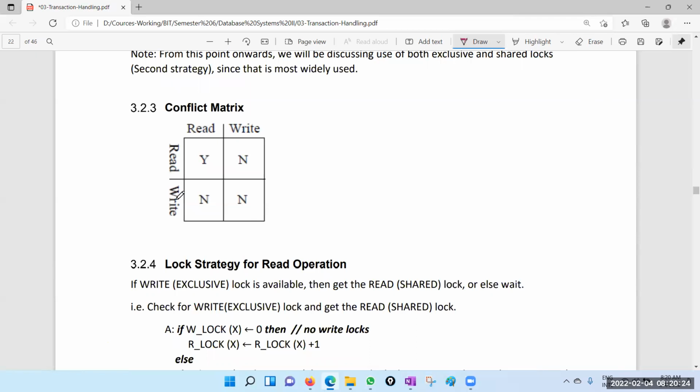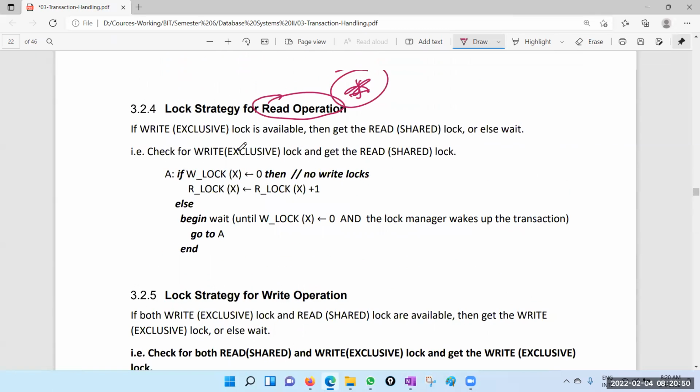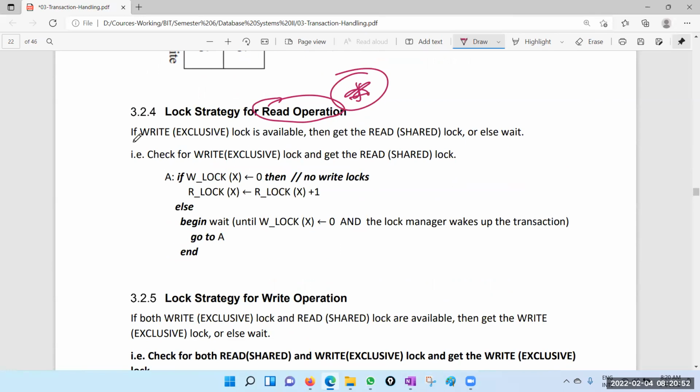Now every resource has two locks, the read lock and the write lock. This is how the read operation occurs. If the write lock is available, then get the read lock, or else wait.